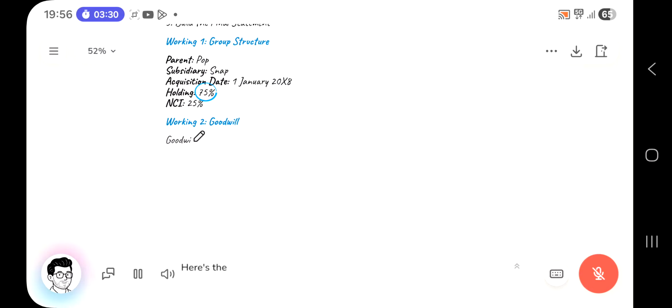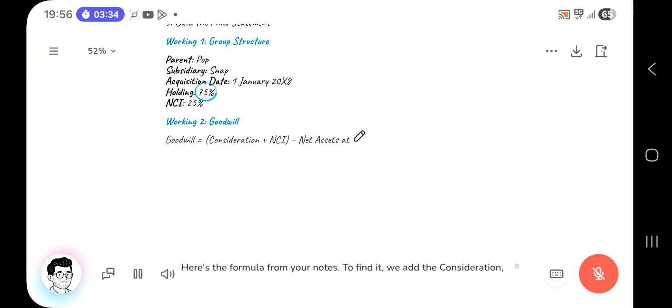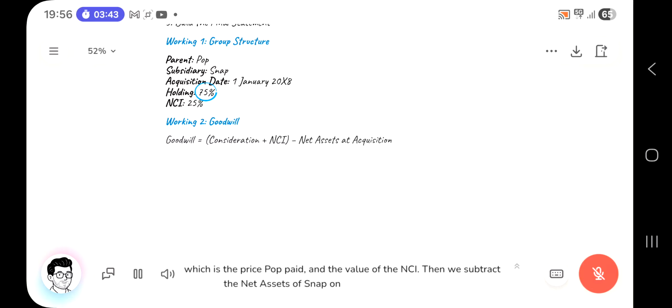Here's the formula from your notes. To find it, we add the consideration, which is the price Pop paid, and the value of the NCI. Then we subtract the net assets of Snap on the day they were bought.